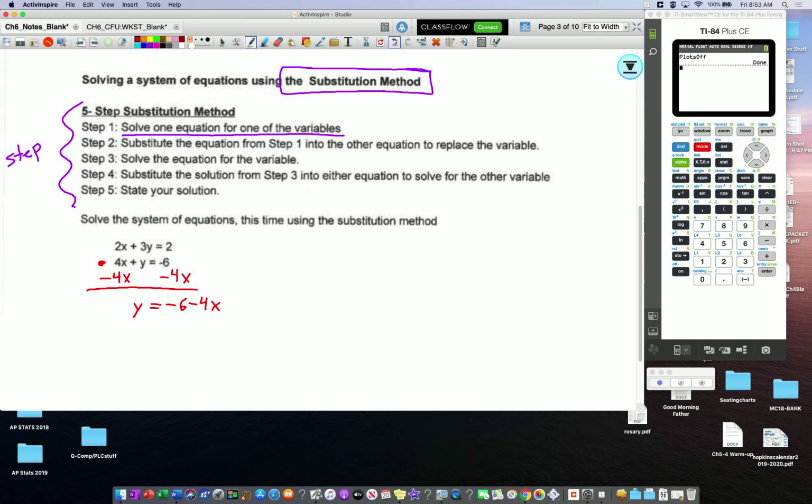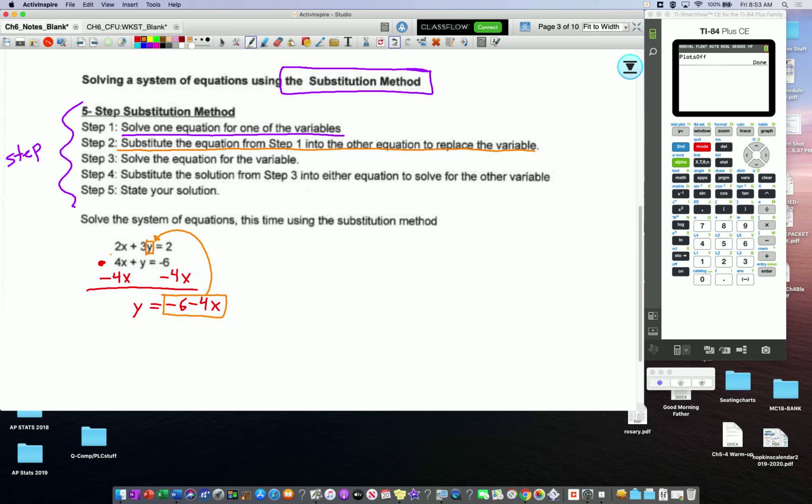Now here comes the second step. So I'm going to kind of color code this. Substitute each equation in step 1 into the other equation to replace the variable. So what I'm going to do is go to this second equation. I'm going to take what y equals here, this piece right here, and put it in this spot right here. In essence, I'm going to substitute it.